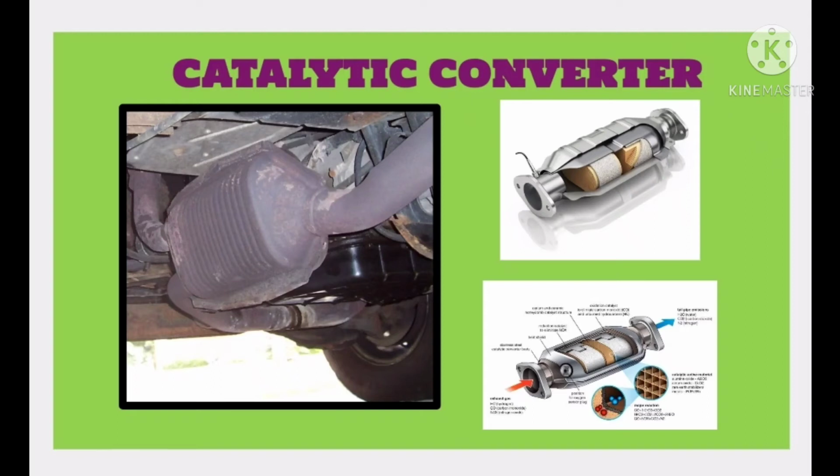In this picture we can see a catalytic converter fitted to a vehicle engine. We know that vehicle engines are internal combustion engines. We know very well that these internal combustion engines are fueled by petrol or by diesel. During the combustion of these fuels, a lot of pollutants are released.